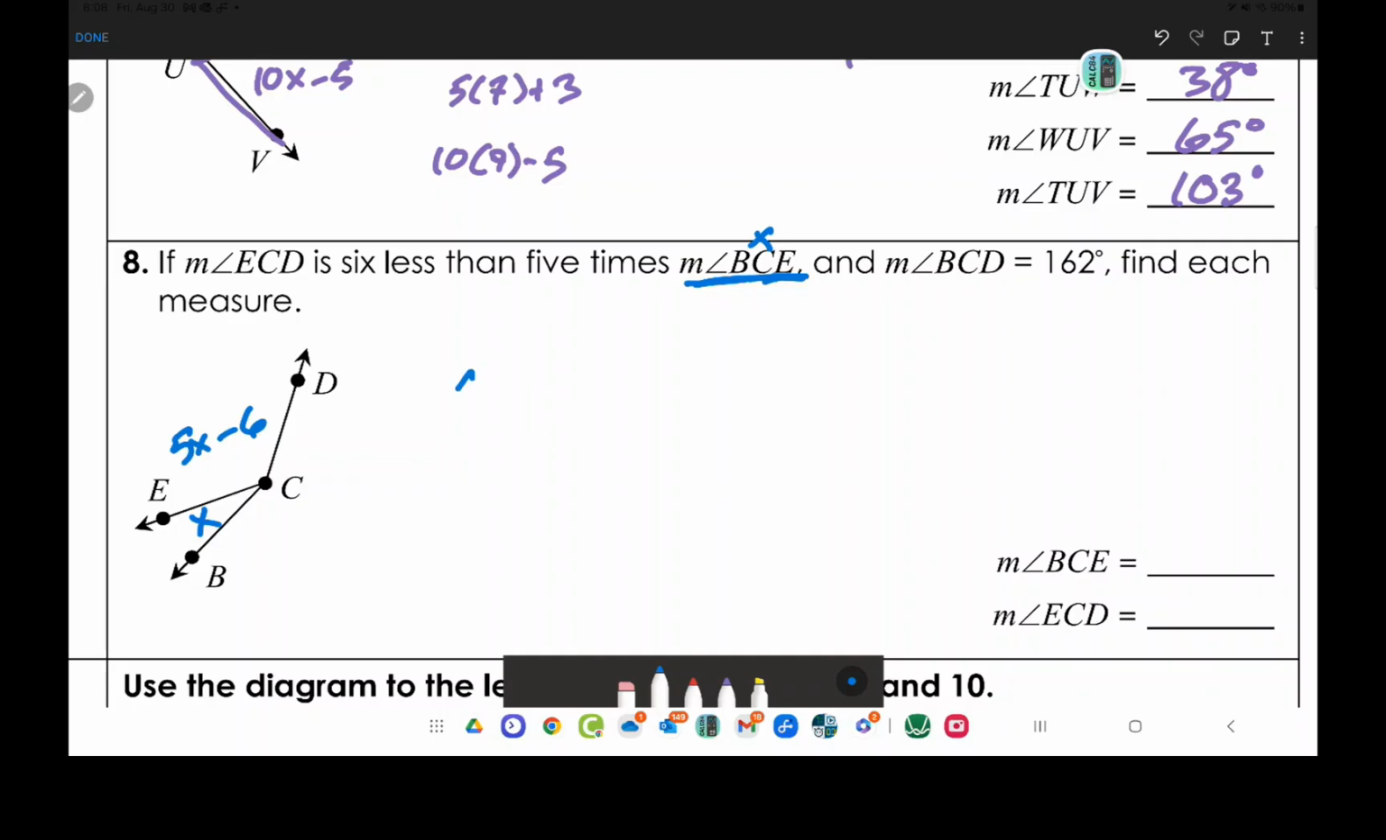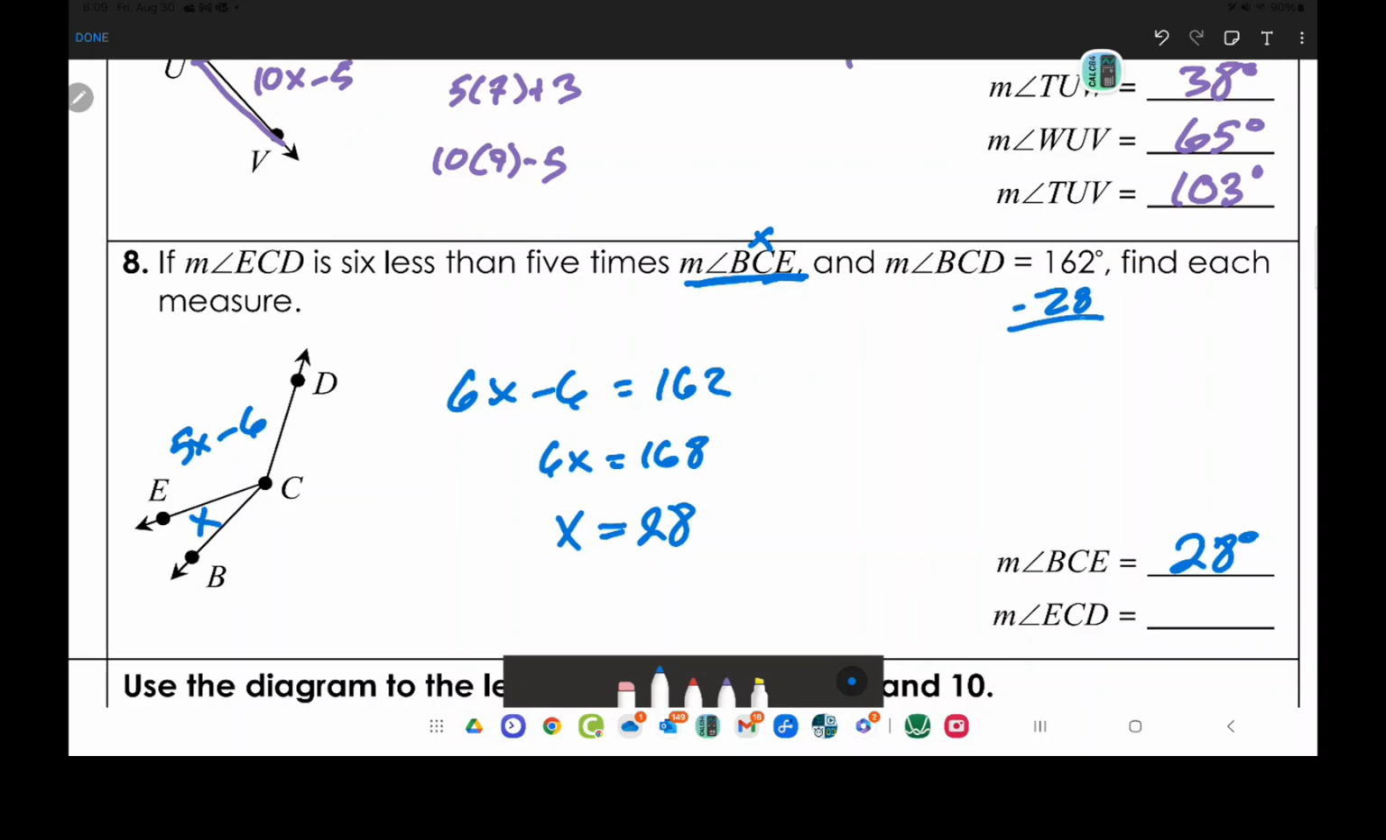The whole thing added together, so 6x minus 6 is 162. Add 6 over, 6x equals 168, which gives me 28. So angle BCE is 28 degrees. And if I take 28 off of 162, I get 134. I can also plug in: 5 times 28 is 140, 140 minus 6 is 134. Either way you do this, same answer.